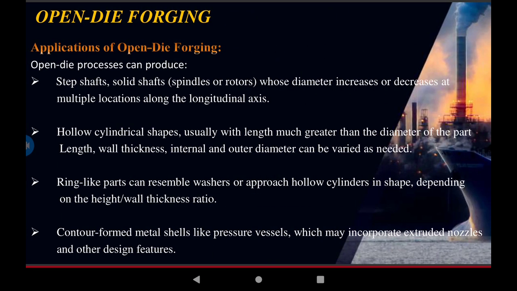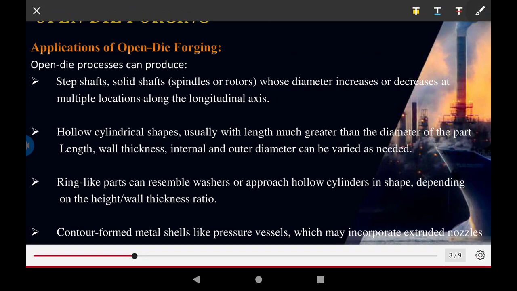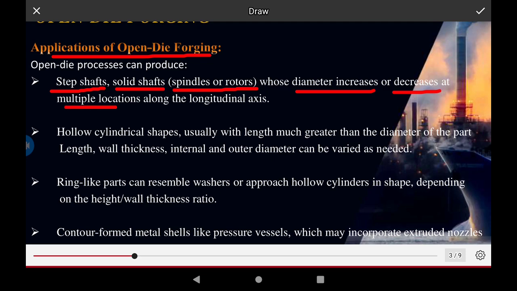Open die forging, and its applications. The open die process can produce shapes such as shafts, solid shafts, spindles, and rotors whose diameter increases or decreases at multiple locations along the longitudinal axis.